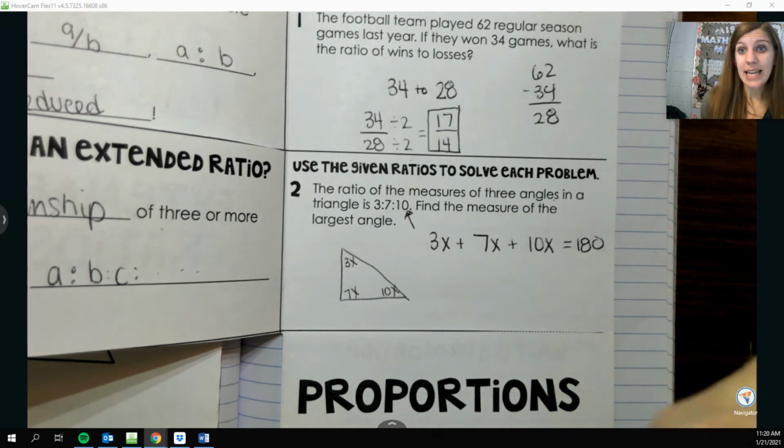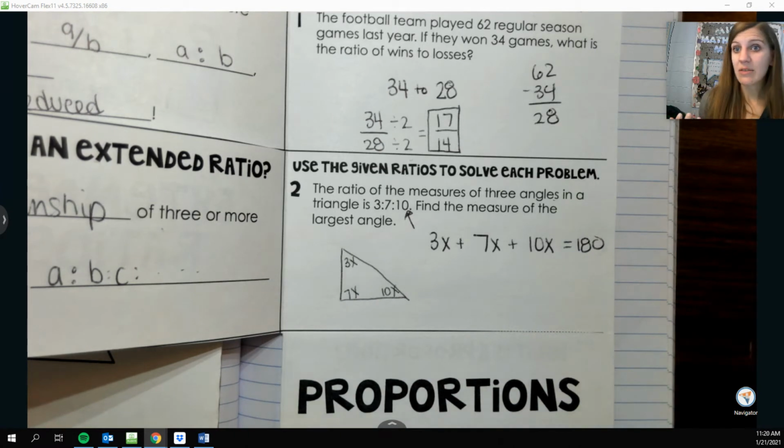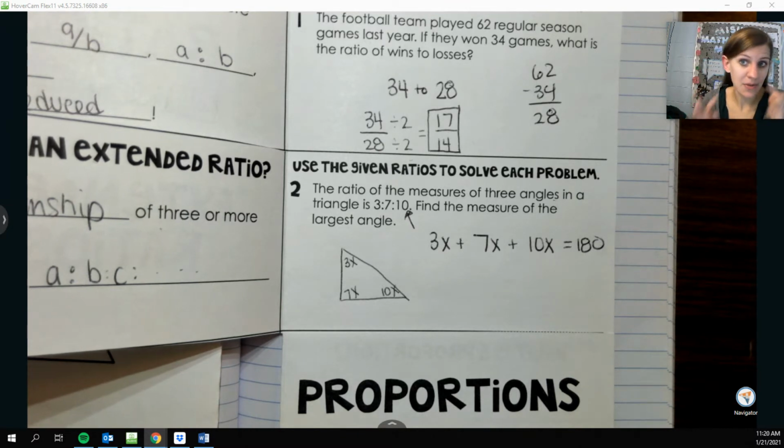You might see that they tell you instead something about the sides. And if they do, then they'd have to give you something like the perimeter, because then I could add them all up and set them equal to the perimeter. Or maybe they could tell you about the area, because we have an area formula for that. So it just depends on the context of the problem.